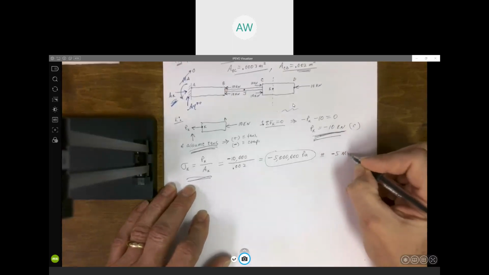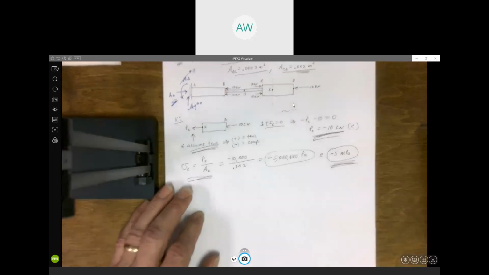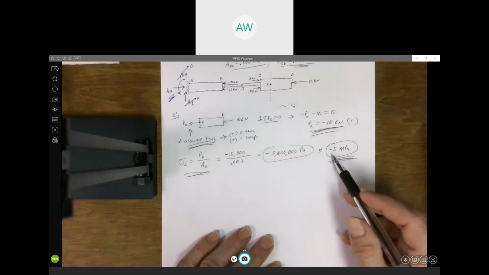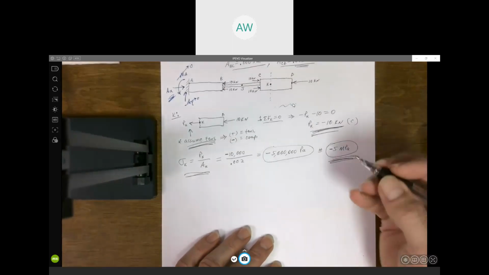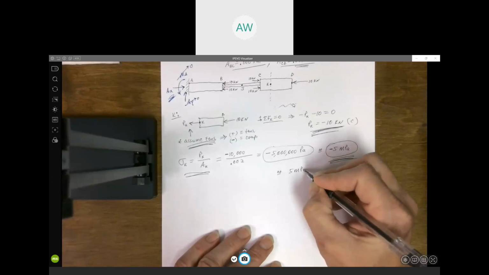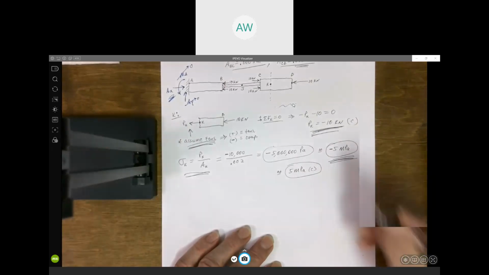Now here's where, if you don't like writing out big numbers, this would be minus 5 megapascals. That's the way most real engineers out there in the real world would write it, as megapascals rather than 5 million pascals. And again, the negative is indicating it's in compression. Now, I said a minute ago, if you don't like the plus or minus, you could also write it as 5 megapascals in compression. That would also be okay.